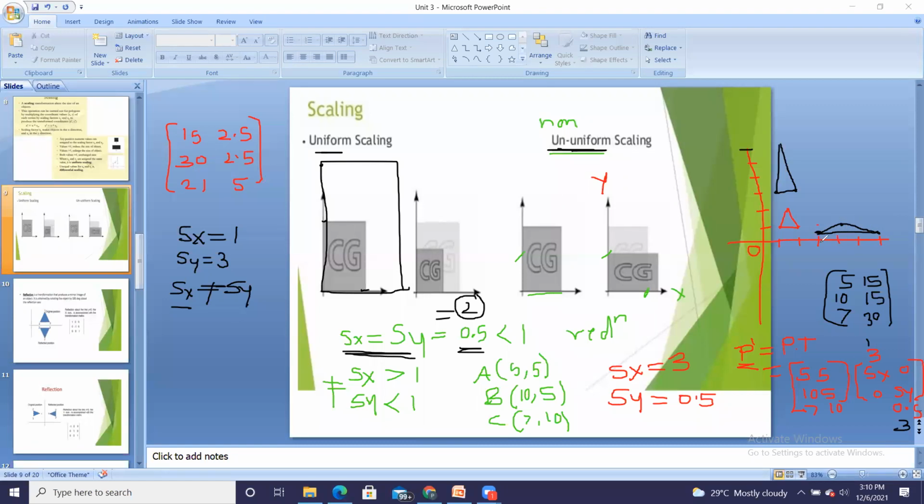अँड इन सेकंड एक्झाम्पल मी काय म्हटलं की मला विड्थ आहे तशीच हवी आहे. विड्थ म्हणजे कुठला फॅक्टर? Sx. I want the width as it is.